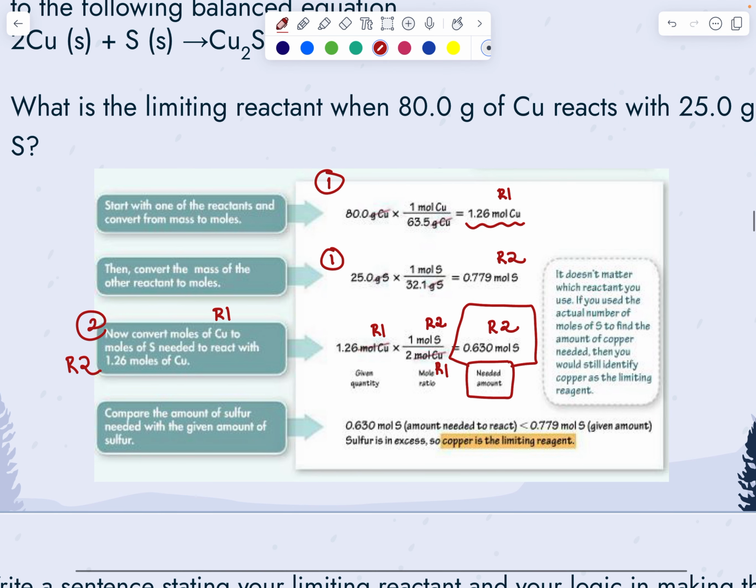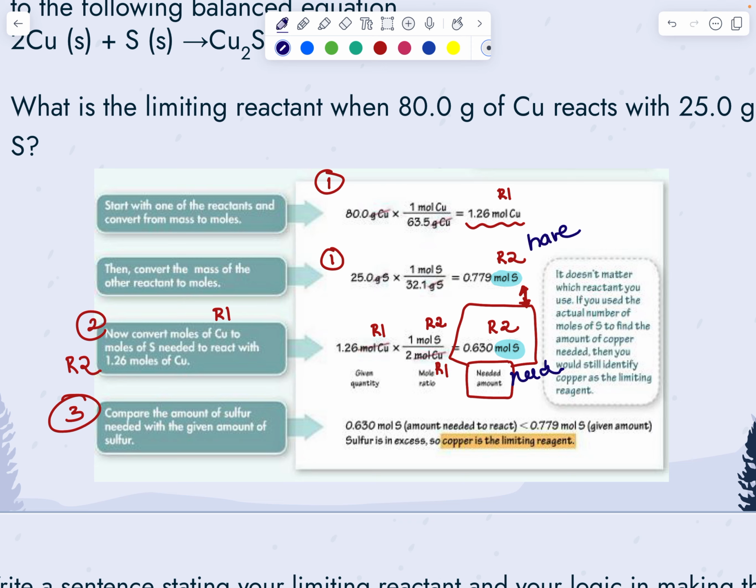And then you compare these two numbers, right? So if I look down here, this is step number 3. Compare the amount of sulfur needed to the given amount of sulfur. So look at these two. What I'm comparing are moles of sulfur. I'm comparing the same chemical, but this is how much I have, and then this is how much I need.